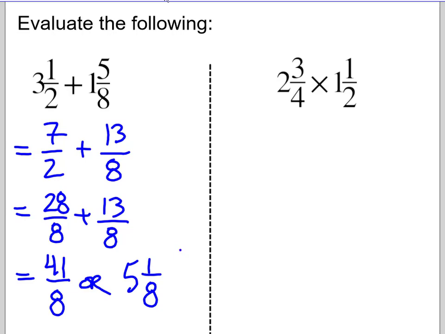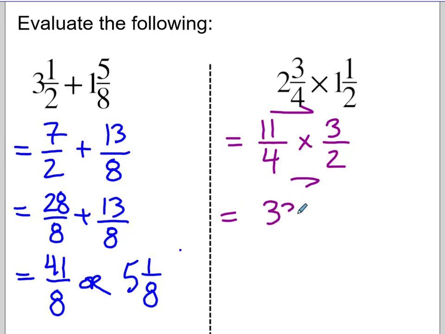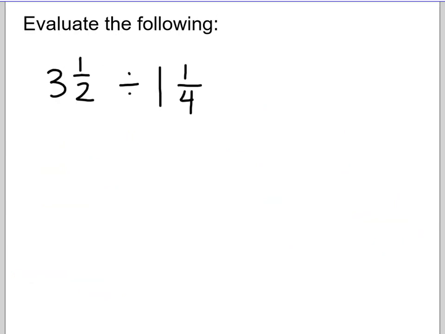Okay, let's go to the next one, which is a multiplication problem. I could use area model. I'm going to stick with my improper method because, again, that's what I like to use. 4 times 2 is 8 plus 3 more. This is 11/4. Okay, times 3/2 is the same as 1.5. Multiply across the top, multiply across the bottom. 33/8. And then 4 groups of 8 fit inside 33 for a total of 32. So that leaves me with 1 part left over. Okay, again, pause it, try it.